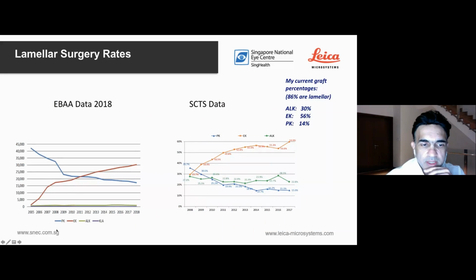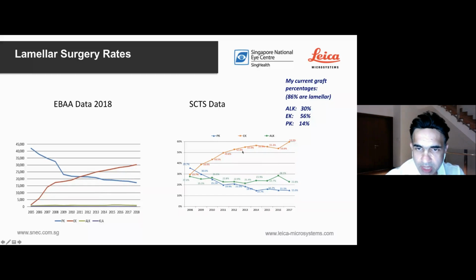And this has been reflected in our surgical workload. If you look on the left-hand side over here, you'll see data from the Eye Bank Association of America from 2018. On the right-hand side, you'll see data from the Singapore Corneal Transplant Database. In the red line over here, you will see that in 2011, EK became the dominant transplant procedure in the United States. PK is basically second in blue, and DALK or ALK is down over here in green.